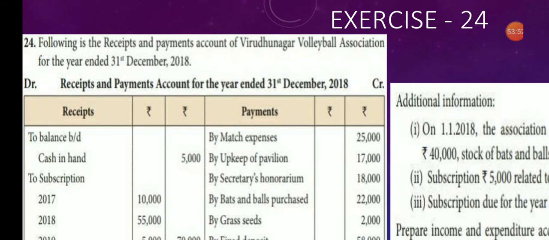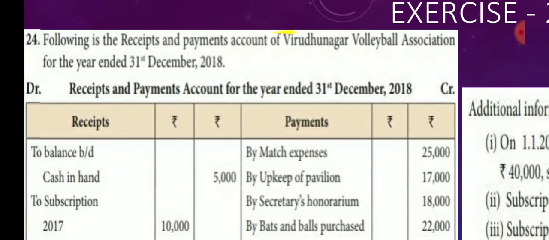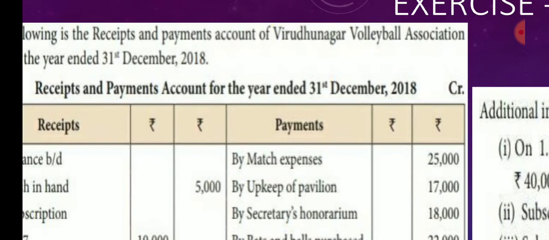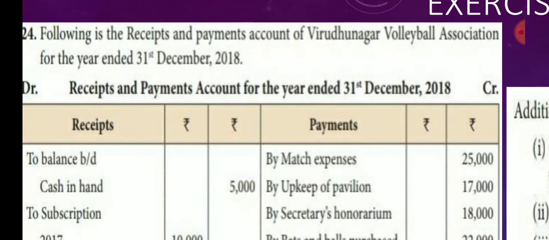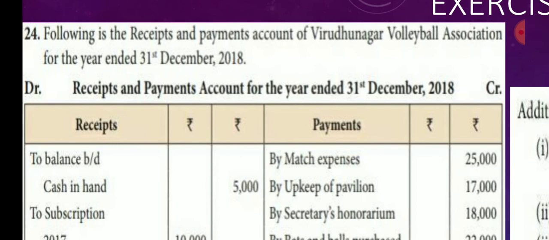Following is the receipts and payment account of Virudhunagar Volleyball Association for the year ended 31st December 2018. Receipts and payment account for the year ended 31st December 2018. The debit side, opening balance cash in hand 5,000.